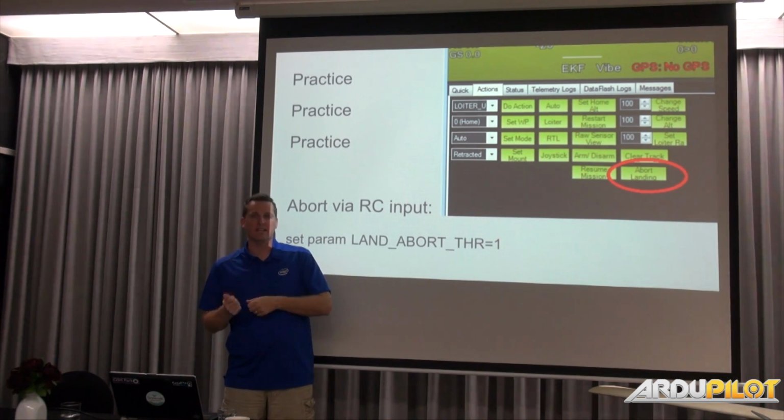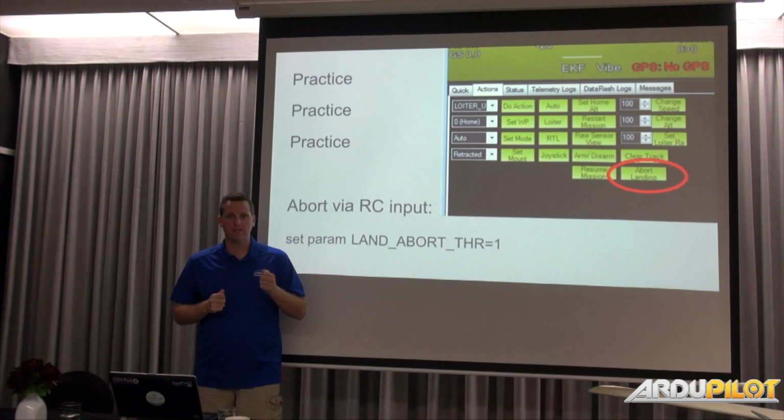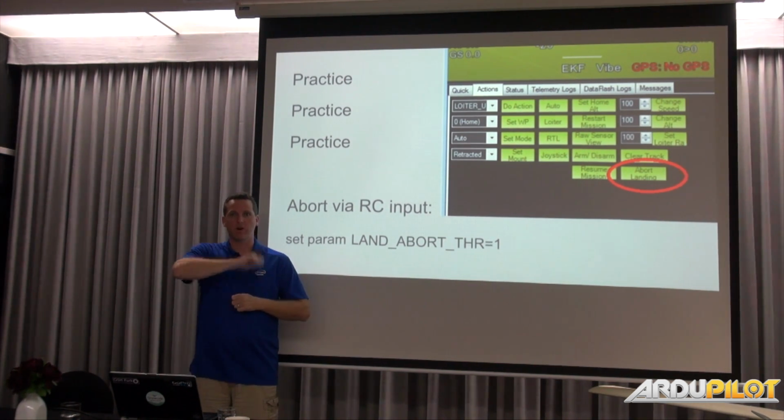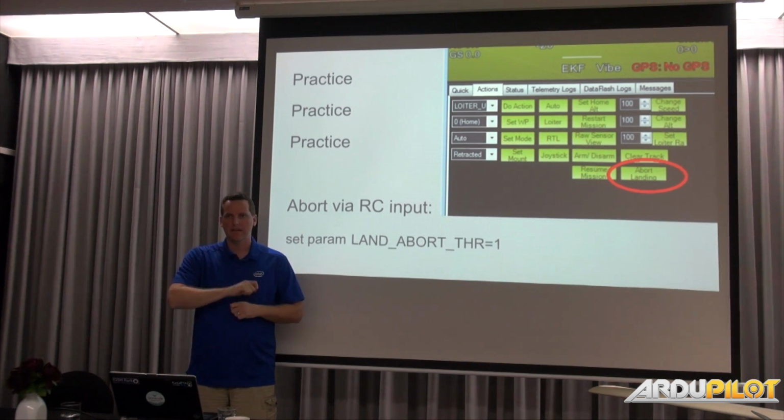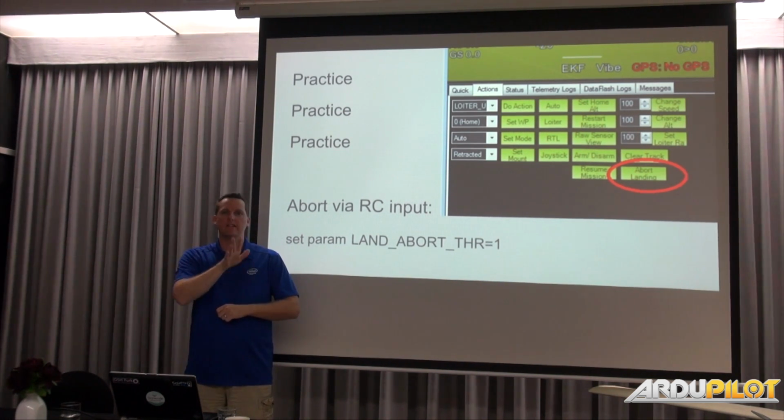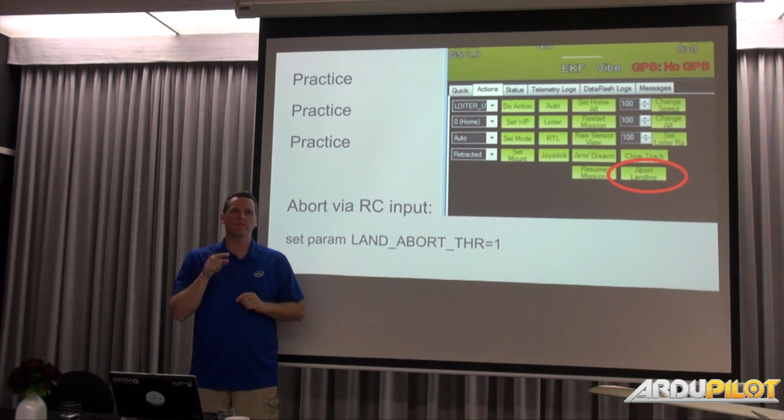The way you trigger it is either the throttle on your joystick, on the transmitter. As long as this parameter is set, the land abort throttle, I think the default's 0, so you have to set it to 1, that allows you, if you throttle up above 90% or so, to trigger abort. What it'll do is repeat the takeoff that you did, the auto takeoff.